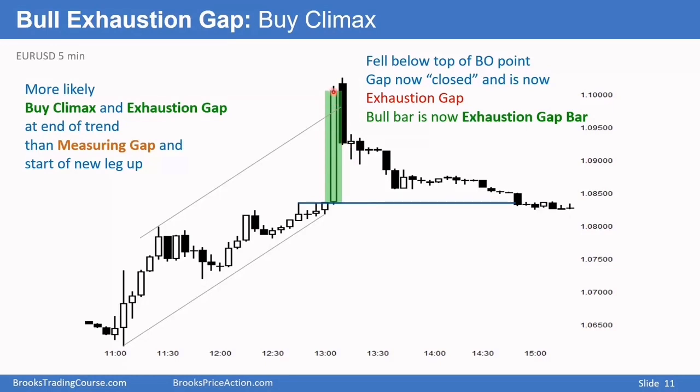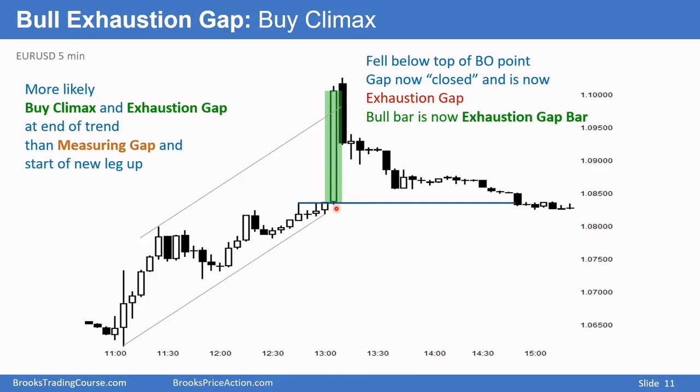At this point here, the gap is this close to the breakout point here or here. And once we get the reversal down here, the gap is now this low and these highs. At this point, it's this low and these highs. At this point, the gap is now this low and these highs. And ultimately, the gap completely closed. And therefore, all of these gaps were exhaustion gaps. This big bull bar was an exhaustion gap bar. Exhausted bulls failing to break above the top of a bull channel.